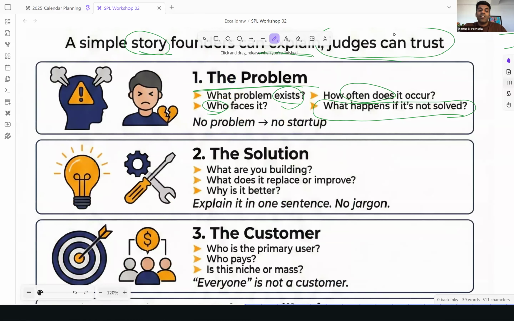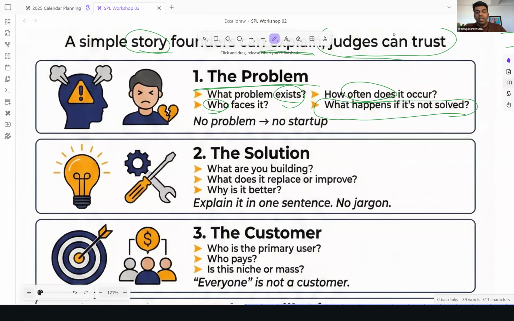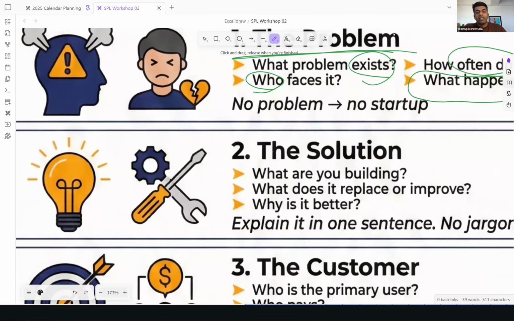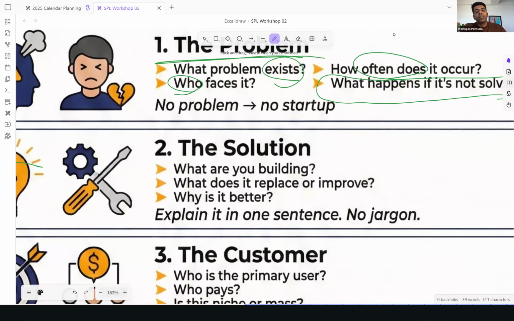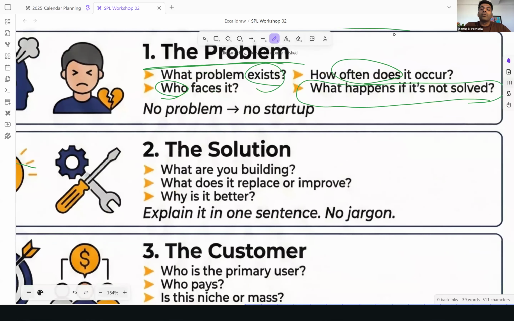Now the next logical part is the solutioning part. In the solution, what are we discussing? Very simply put, how are you thinking of solving that particular problem? The main part is what does it replace. If a customer is solving this problem using an inefficient way, how is your solution much better than the existing solution?